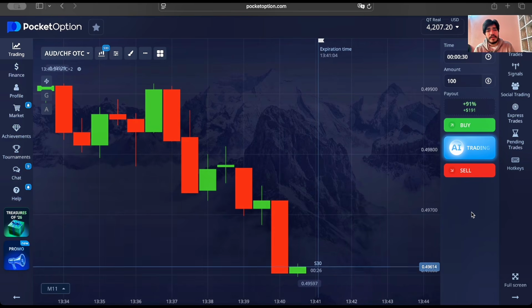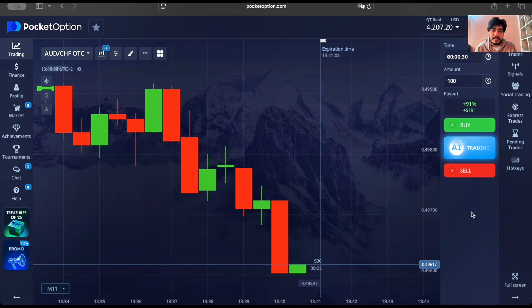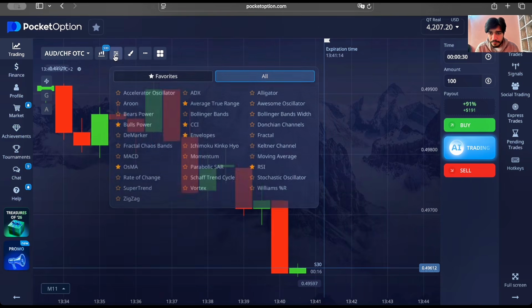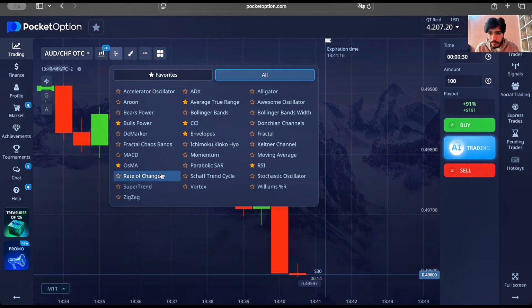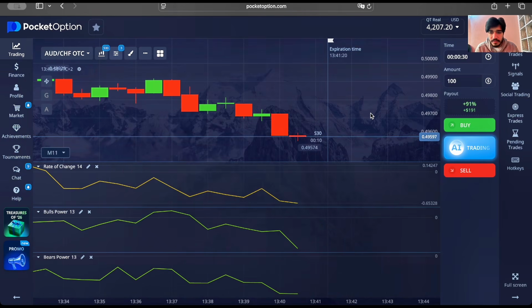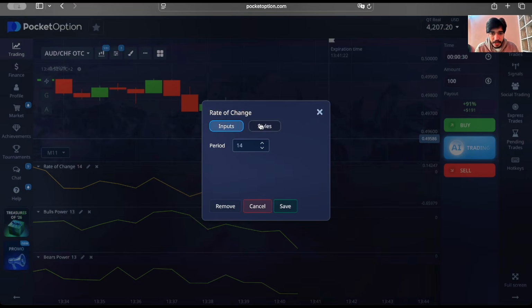And today it is very interesting. The 3 indicators that we'll be using, I'll teach you. So expiration time 30 seconds, candle time 30 seconds, everything has been set. Here we'll be doing rate of change and 2 Bs, bull power and bear power. Rate of change, make it 22.